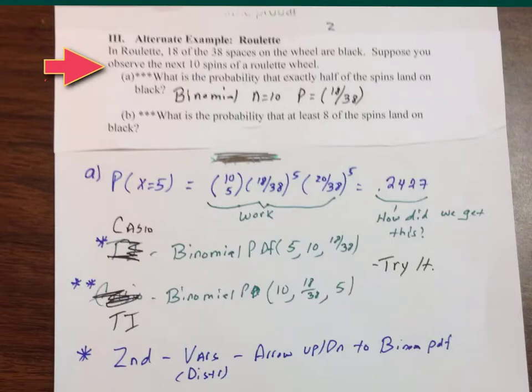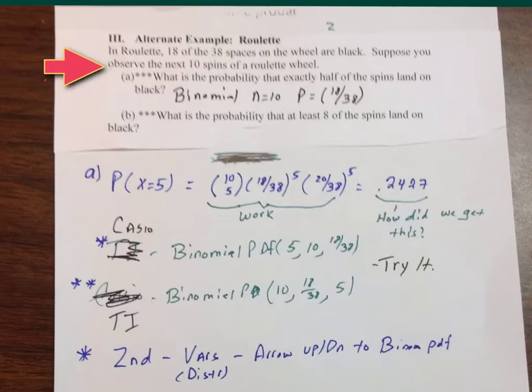In roulette, 18 of 38 spaces on the wheel are black. Suppose you observe the next 10 spins of a roulette wheel. What is the probability that exactly half of the spins land on black? We want the probability that X is equal to 5.